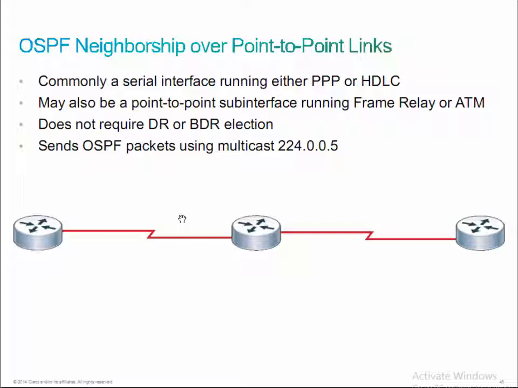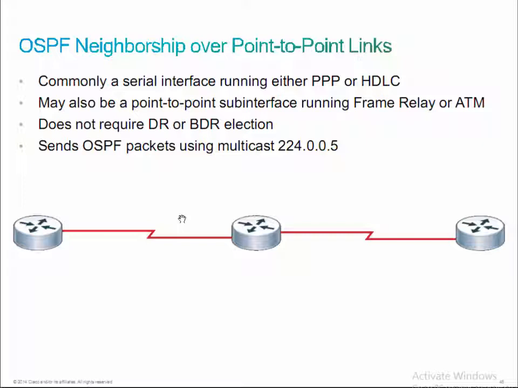Point to point can be simulated with Frame Relay, but it is also a specific type of network, like an HDLC link or a PPP link. Those are actual physical point-to-point circuits. We do not require a DR-BDR election. Now we know why, right? Because there's only two routers on the link. There's no way to reduce the number of adjacencies, so automatically the priority is going to be set to zero on a point-to-point circuit, and we're going to send and receive our multicast packets using 224.0.0.5 because that's the all OSPF routers multicast group.